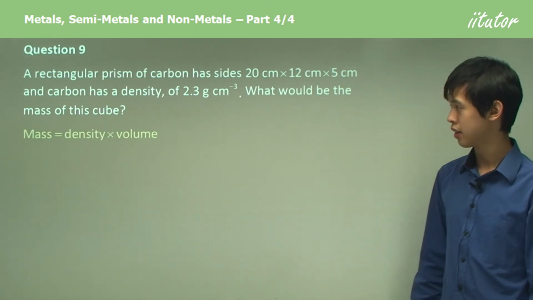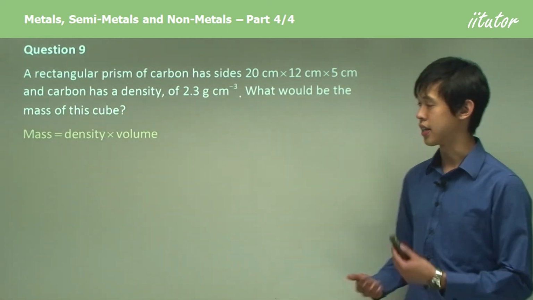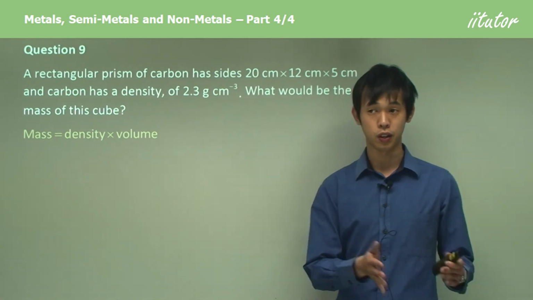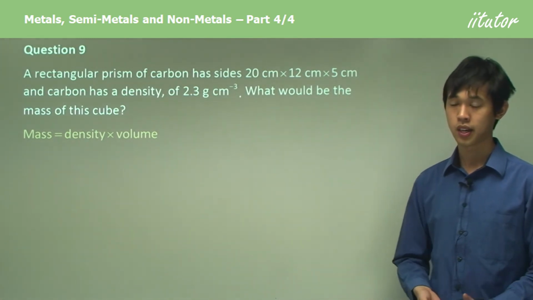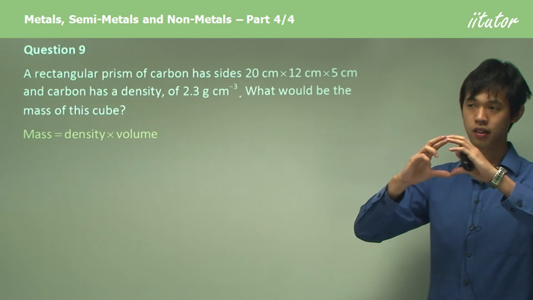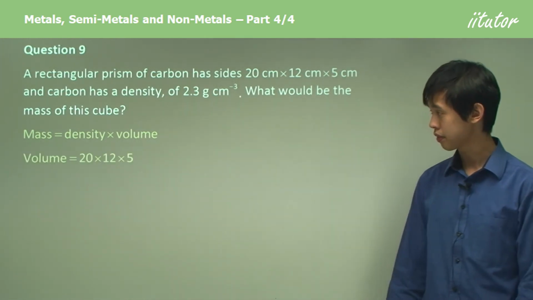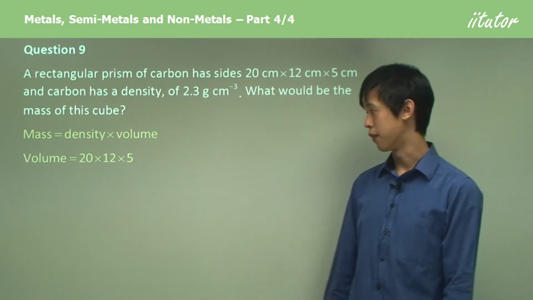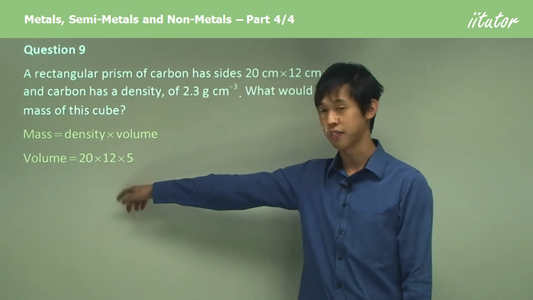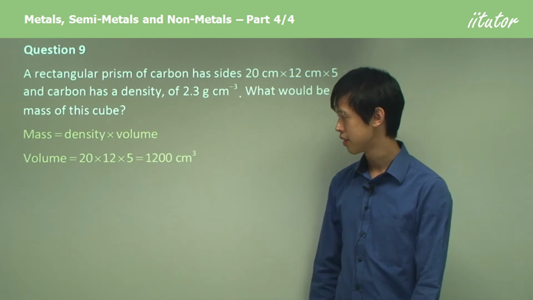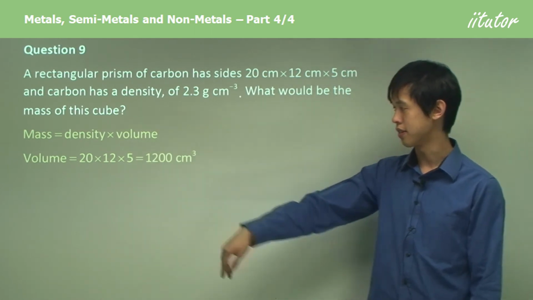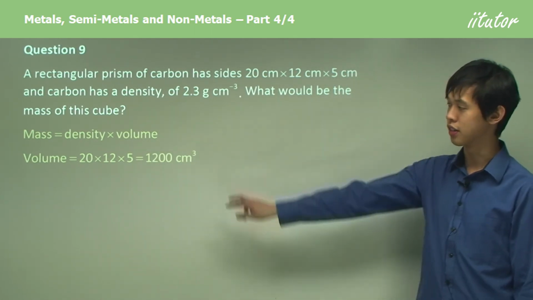Okay. So mass is simply the density of the substance times the volume that it takes up. Okay, so it's the density times how much space it takes up. So let's figure out the volume first. 20 times 12 times 5, just 3 multiplications, gives you 1200 centimeters cubed. Okay, units are important here.